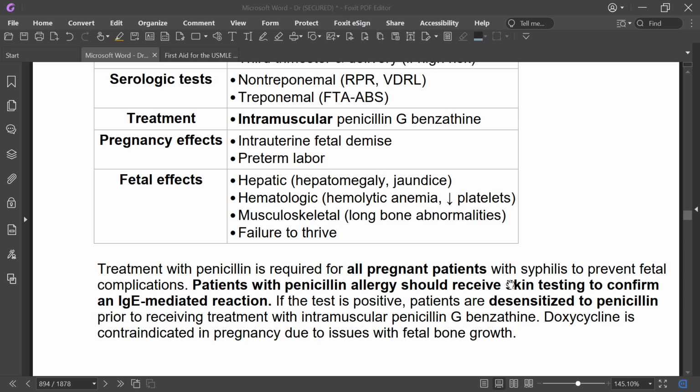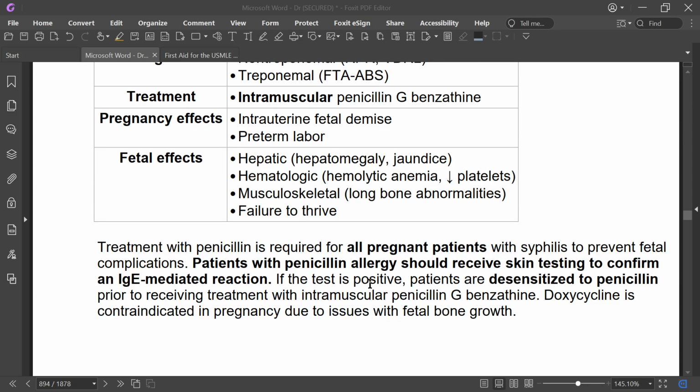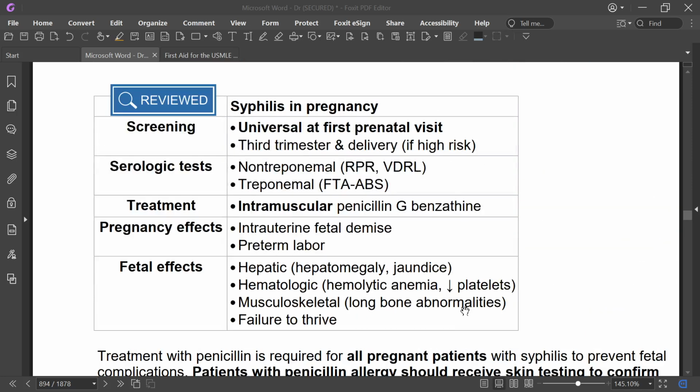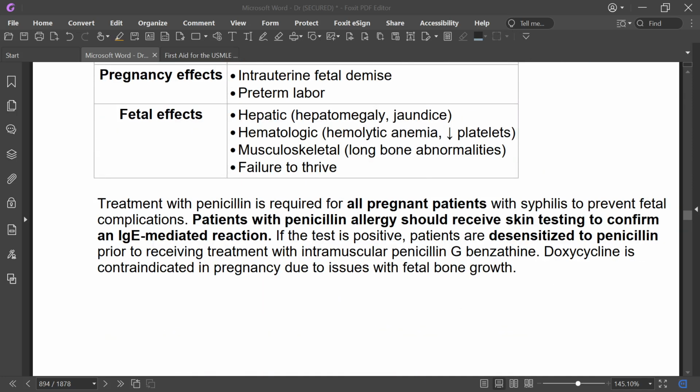Patients with penicillin allergy should receive skin testing to confirm IgE-mediated reaction. If the test is positive, patients are desensitized to penicillin prior to receiving treatment with intramuscular penicillin G benzathine. Doxycycline is contraindicated in pregnancy due to decreased bone growth.